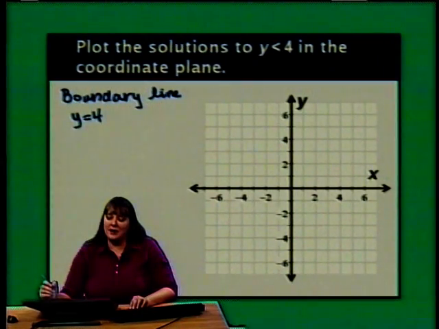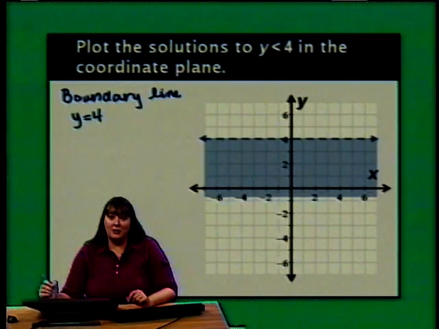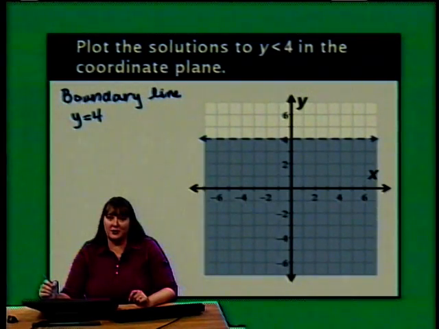This time we have a strict inequality. Y is strictly less than 4. So the boundary line is not included. We need a dashed horizontal line through 0, 4. Now we're looking for y values that are less than 4. Y gets smaller as we move downwards, so we need to shade below this line. Anywhere below this line, our ordered pairs are going to have a y-coordinate less than 4.